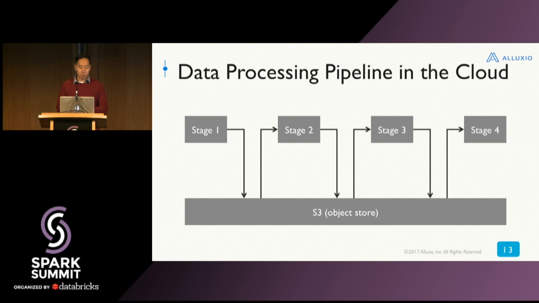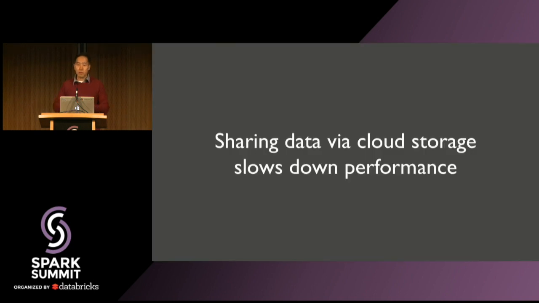As you can see in the animation, the arrows are slow because reading and writing constantly to S3 can slow down the jobs and also slow down the entire pipeline. Ultimately, what's happening in the cloud is that we're sharing data across different stages via the cloud storage system, and that can slow down the performance of the jobs and thus slow down the performance of the entire pipeline.